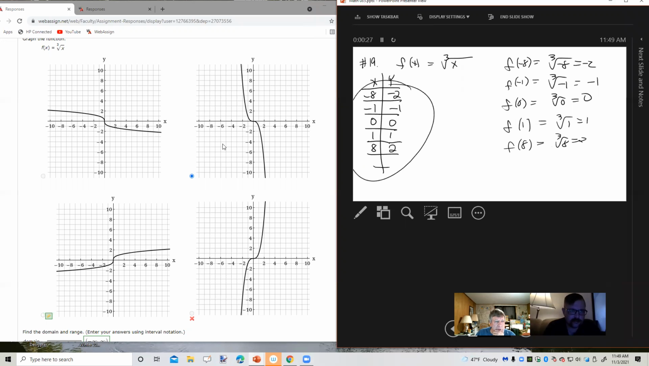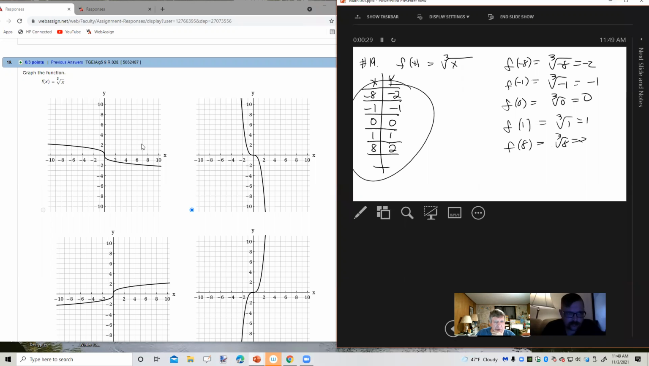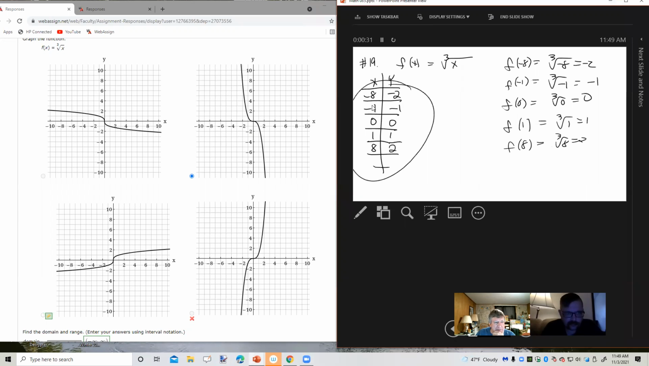So we're looking at 4 possibilities for 19. -8, -2. Let's see, -8, -2. It's not that one. -8, no, it's not that one. -8, -2. It's got to be that one. So it has to be this graph over here, the only one that even fits just the first point. And then -1, -1 is there, 0, 0, 1, 1, 8, 2. So it would be this graph. All right with that?